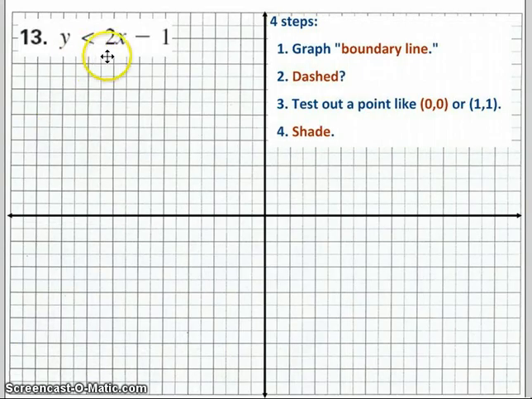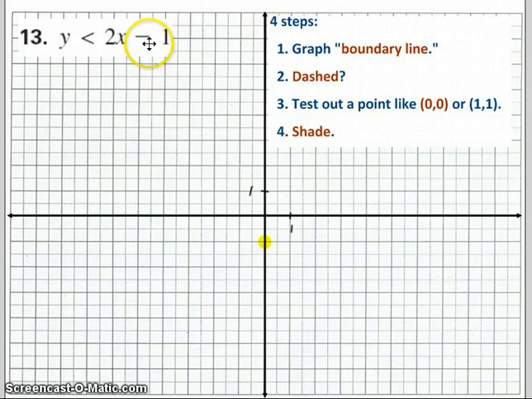Here we've got y is less than 2x minus 1. And more simplified here, the 4 steps. I've got to graph the boundary line, then decide if it should be dashed, then test out a point, and then shade, and I will be finished. So first of all, with any piece of graph paper, you've got to decide what your units are going to be. And I believe on all of the ones that I'm going to show you in this video, this setup here, where every 2 spaces is 1 unit, is going to work.